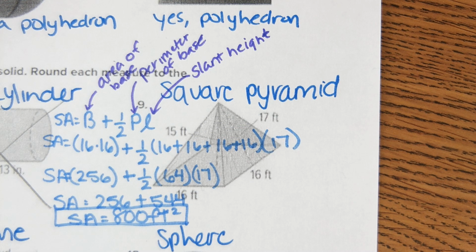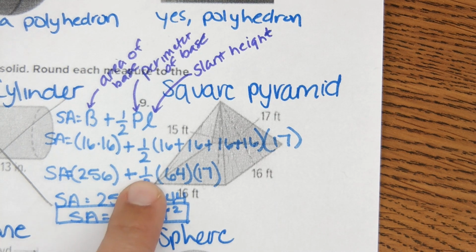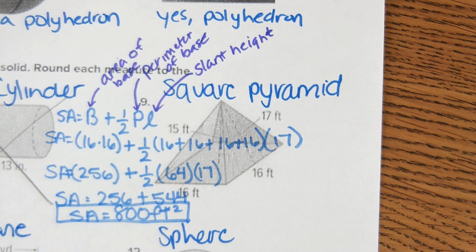Yes, the 64 times 17, so it's the 1,088. Yes, but then times 1/2. Oh, okay. Yeah, if you did it like separate steps, that's fine. So you do it over here. Yeah, you could do it separate. That's fine too.